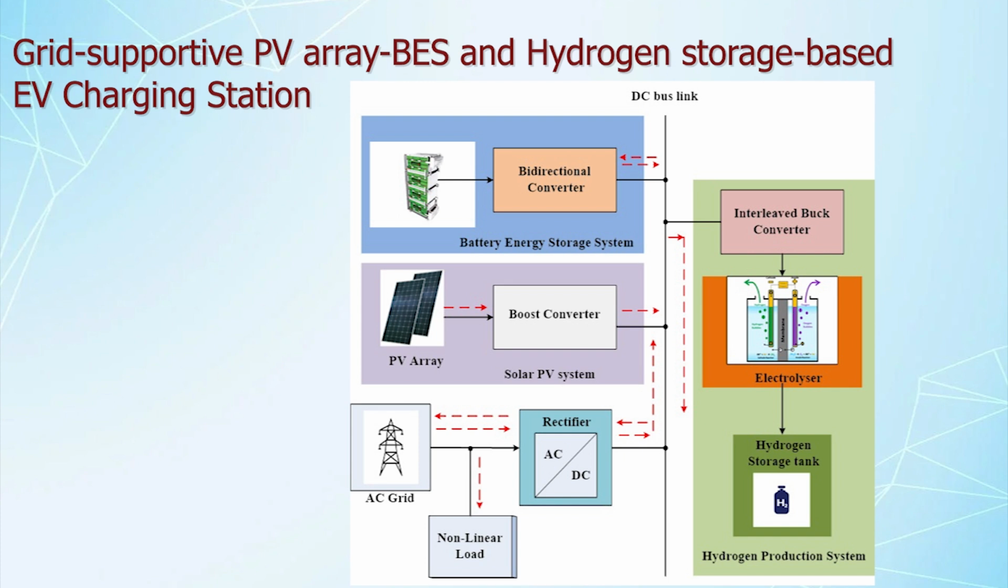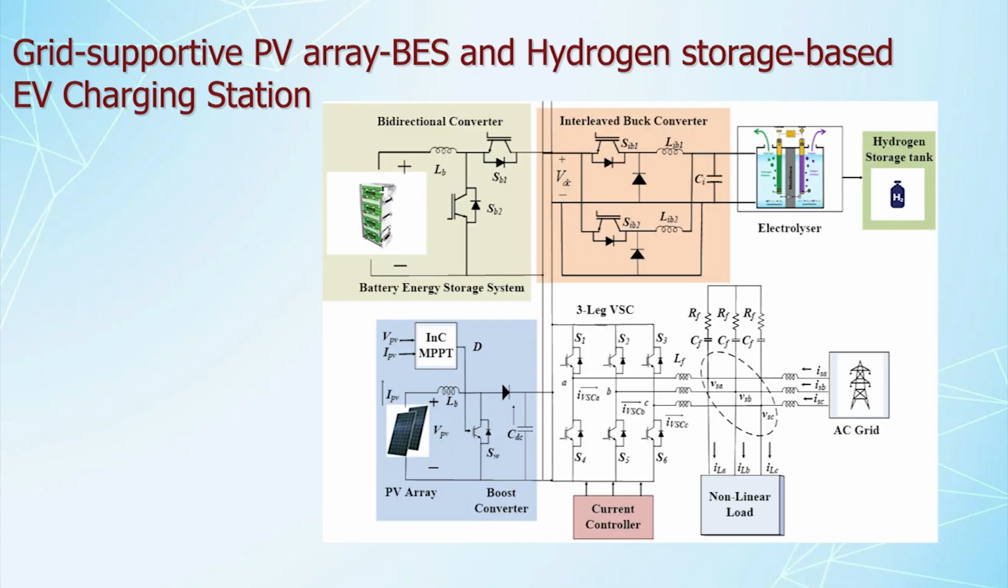So, for this purpose again one extra DC-DC stage is required to integrate hydrogen storage. Or we can say, for generation of hydrogen we are utilizing an electrolyzer, and this electrolyzer is integrated at the DC bus via an interleaved buck converter, where this interleaved buck converter can share the currents and we can increase the overall current capability of the converter.